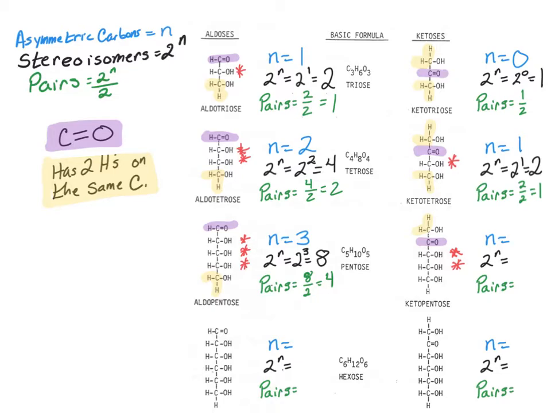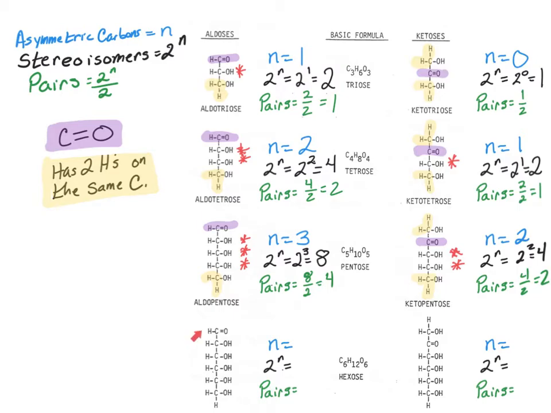It is asymmetric. And the last one is not asymmetric because there are 2 hydrogens attached to that carbon. So our number n, the number of asymmetric carbons, is only 2. The number of stereoisomers is 2 to the power of 2, which is 4. The number of pairs is 4 divided by 2, which is 2. Okay, let's look at the aldohexose. For the aldohexose, we're going to find the number of asymmetric carbons.